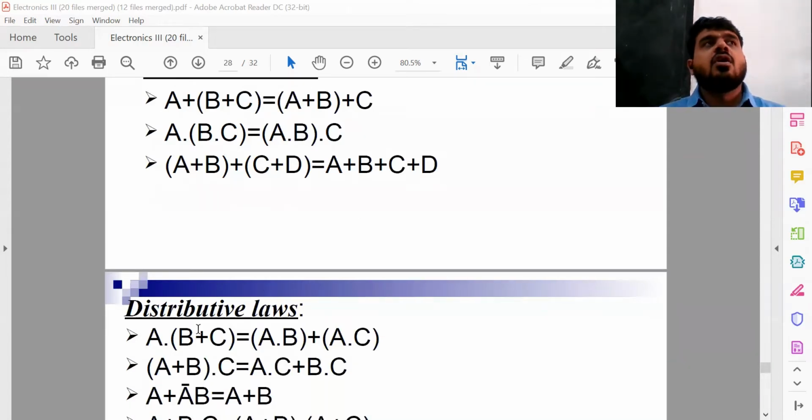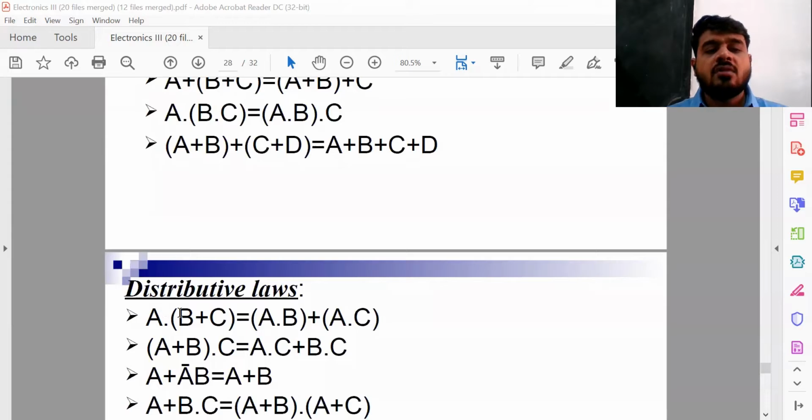So if I have the combination of OR and AND law together, will I get the same output? Yes, you have to apply the distributive law. So here you can say A dot (B plus C). If I take one term, A dot, it means that AND law is applied over here. So if I distribute A over both sides, what will it be? A dot B plus A dot C. Yes, it will give you the same output.